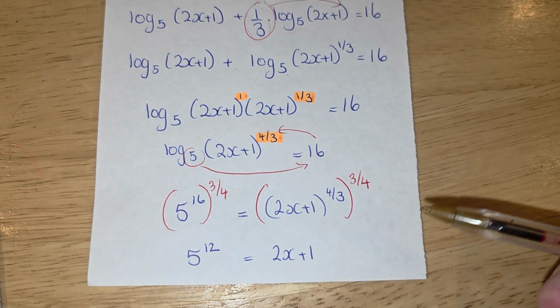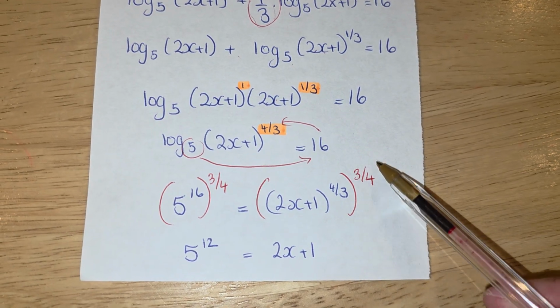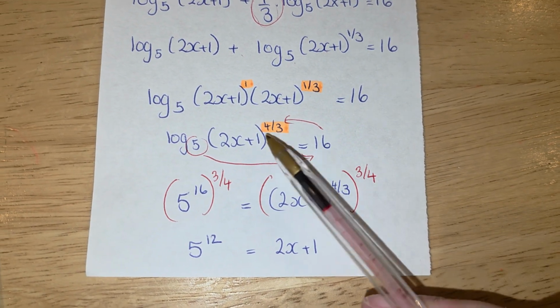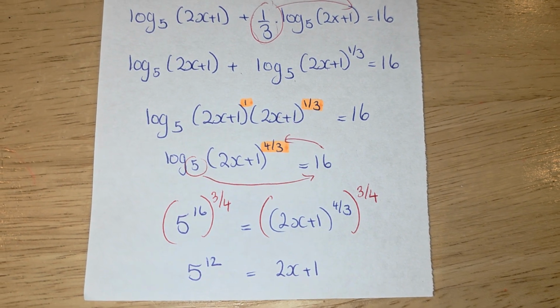Okay? And again, to undo a power of 4/3, I just have to put it to the power of its reciprocal. And if I do it on this side, I have to do it on that side. And remember what a reciprocal is. It's just the fraction upside down.